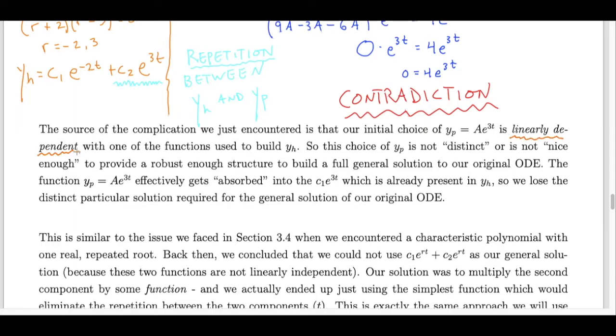Clarifying that a little bit in the next paragraph, this actually has to do with this notion of linear independence. One way to think of that is that if I was to form a general solution built out of this y sub h plus the y sub p that I had selected, then this e to the 3t term would effectively get absorbed into the e to the 3t term that already exists in my y sub h. And so in that sense, my general solution y would be deficient.